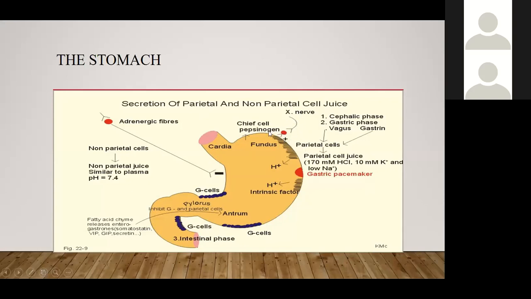So for you to be able to make hydrochloric acid, you can see the vagus nerve coming and causing the production of the HCl. So sometimes the patient is making too much HCl, and you can come and cut off the nerve. As we go on, we would know, and that's also surgical.